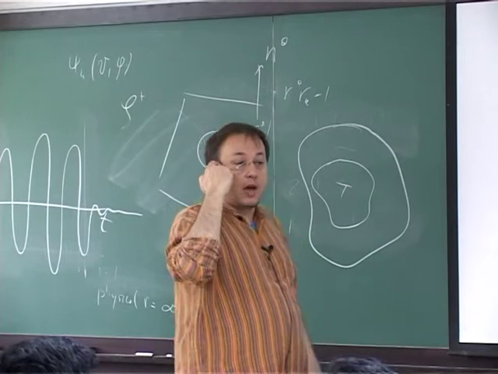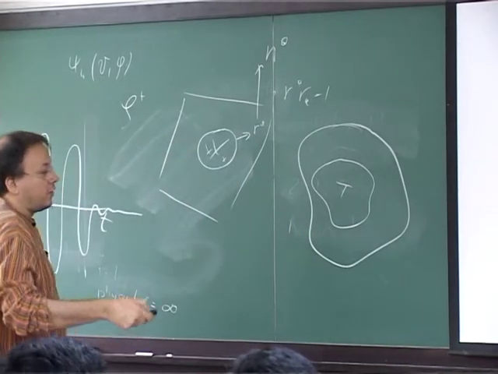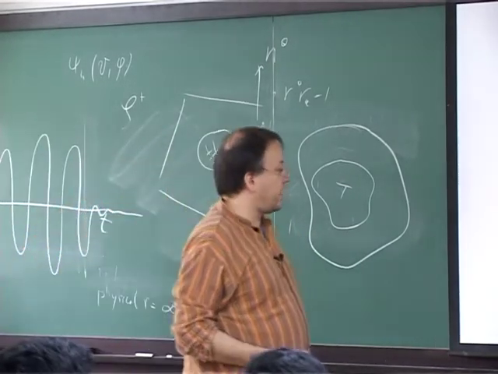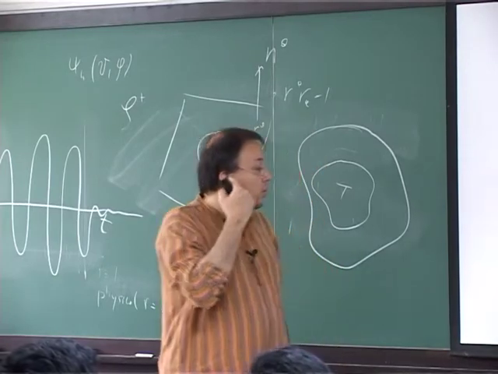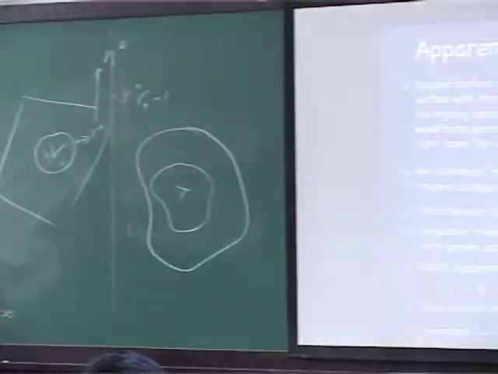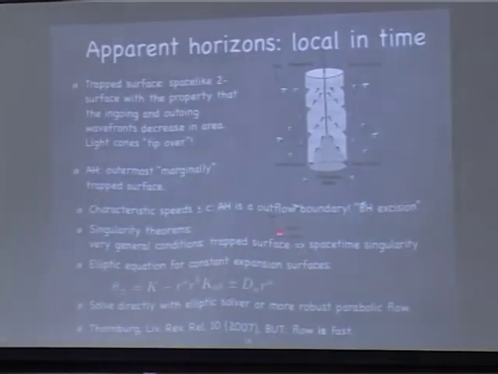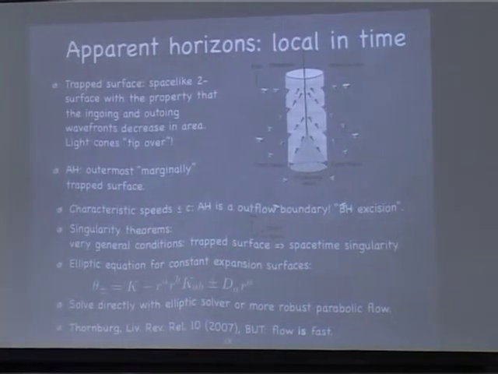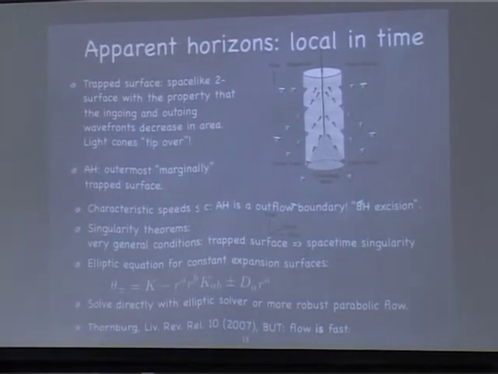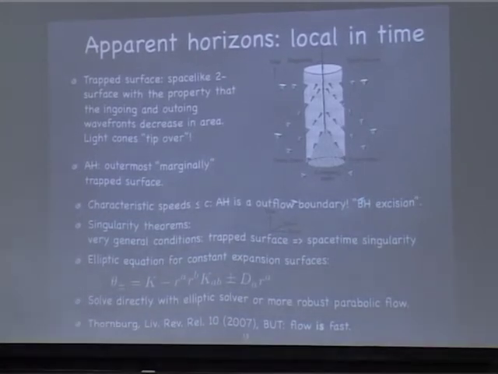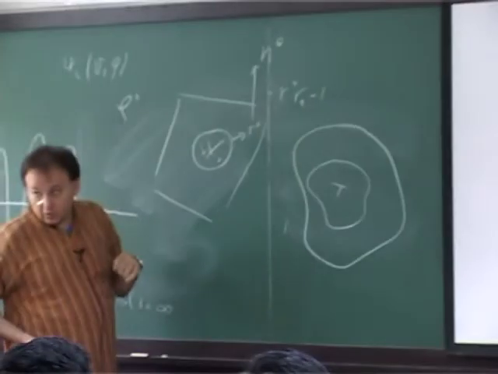Why would we want to do that? Well, there are the very well-known singularity theorems of Penrose and Hawking that show that under very, very general conditions, if you do have a trapped surface, you will form a space-time singularity in the future. For this reason, we know that inside of a black hole, inside of a horizon, you have a singularity.